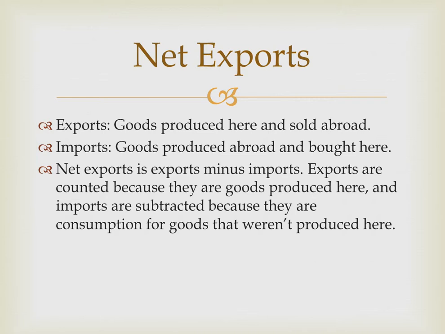And the reason we have to subtract imports is because when we buy ramen noodles here, that counts as consumption. But they're not actually produced here. They're produced in Japan. And that's why we have to subtract those. And so net exports is the net number that occurs when you subtract imports from exports.